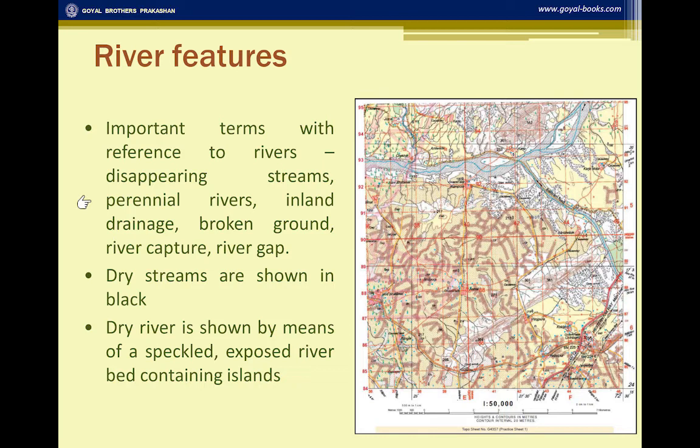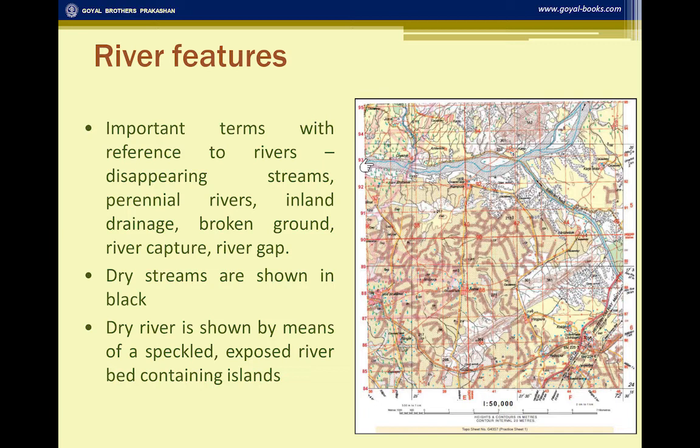Then you have the perennial rivers. Perennial rivers are where the water is there throughout the year. Perennial word means that the river has water throughout the year. But here you can see a thin water channel in the river. The term used is thin water channel. You cannot say the river is perennial because the water may not be there throughout the year.